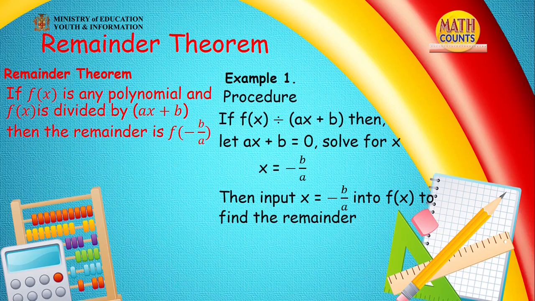Okay, we're going to jump into some examples and let's see if this works. Please remember, anytime you see these questions, equate the divisor to 0, solve for your variable, use your value and input it into your function, and your output should be the remainder.